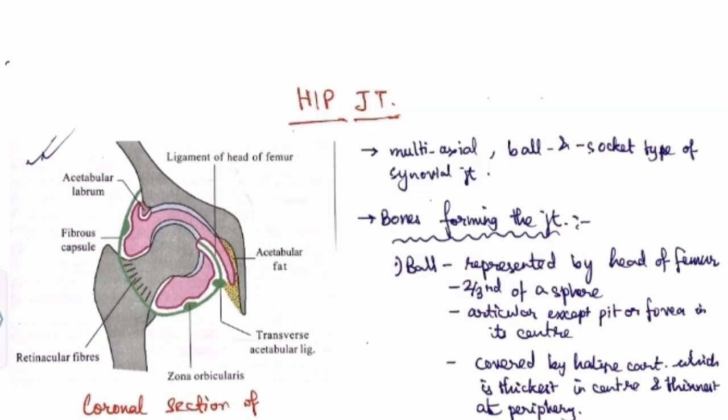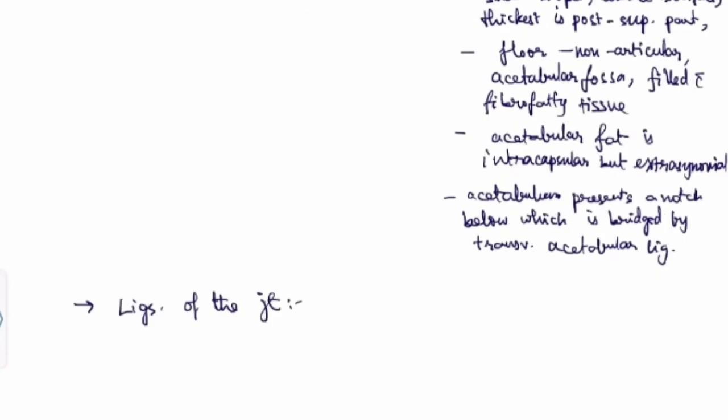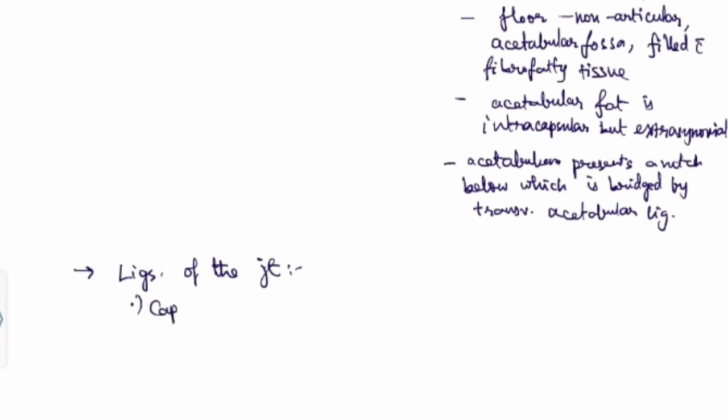You can see here some ligaments have been mentioned. Ligament of head of femur. Okay, the transverse acetabular ligament, zona auricularis, some retinacular fibers, fibrous capsule. Very important. Let's go back. Capsular ligament with synovial membrane. Okay, with the synovial membrane.